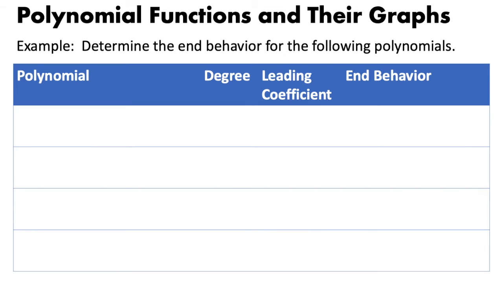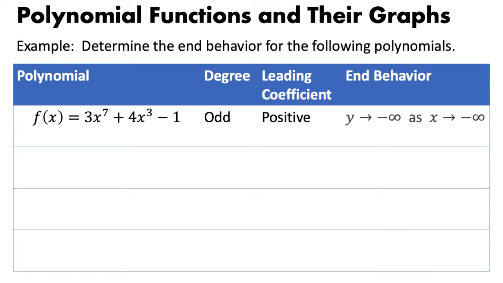So here are some examples. Given this polynomial f of x equals 3x to the 7th plus 4x cubed minus 1, the degree is odd and the leading coefficient is positive. So end behavior is, as x approaches negative infinity, y approaches negative infinity. And as x approaches positive infinity, y approaches positive infinity.